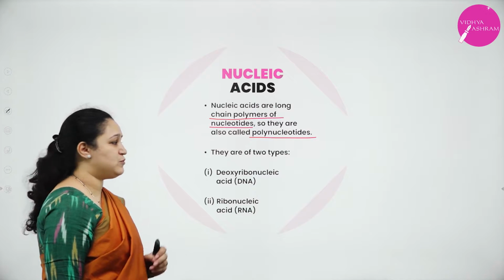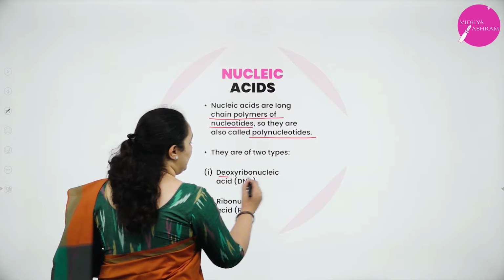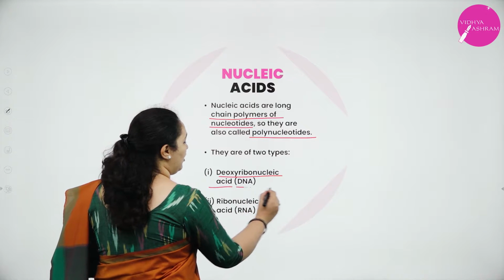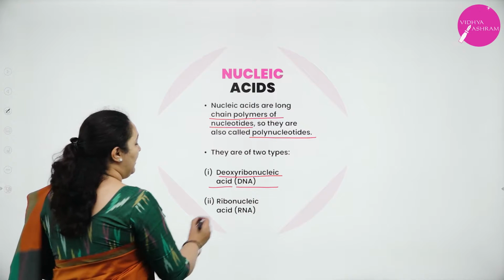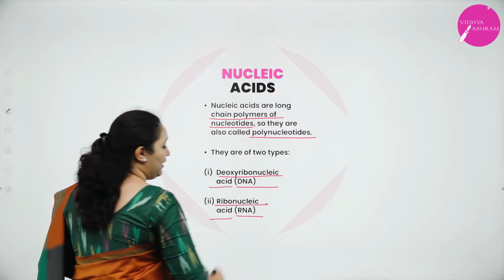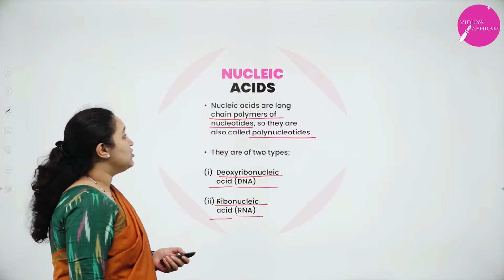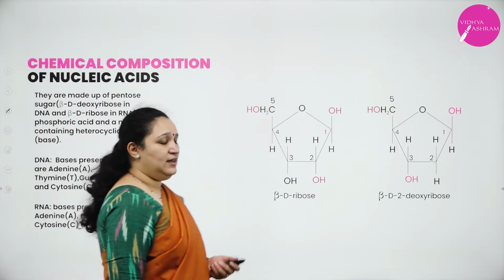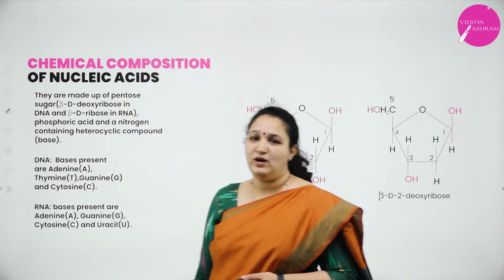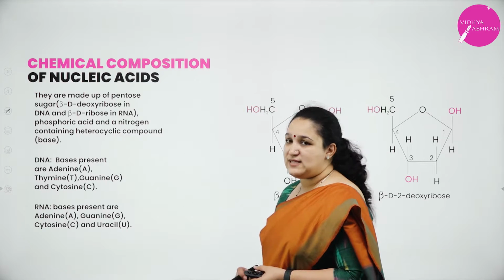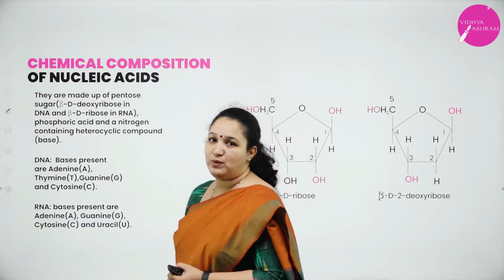Okay, there are two types of nucleic acids, that is deoxyribonucleic acid, which we call DNA, and ribonucleic acid, which we call RNA. Okay, so first we'll see the chemical composition of nucleic acids. Nucleic acids have three main components.